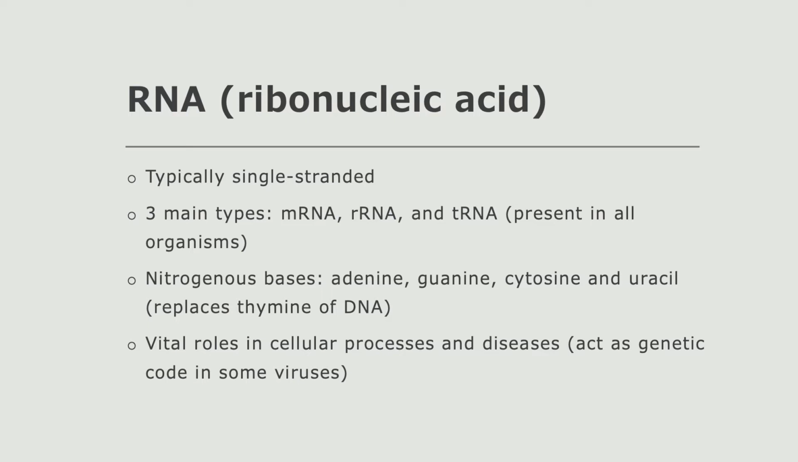So typically, the nitrogenous bases in all three of these molecules are adenine, guanine, cytosine, and uracil. Of course, not thymine because that's only present in DNA. We will talk about later how tRNA may have additional altered bases as well. RNA plays vital roles in cellular processes like protein production, as well as it acts as the genetic code in certain viruses. An example of this is COVID-19, that is an RNA virus.